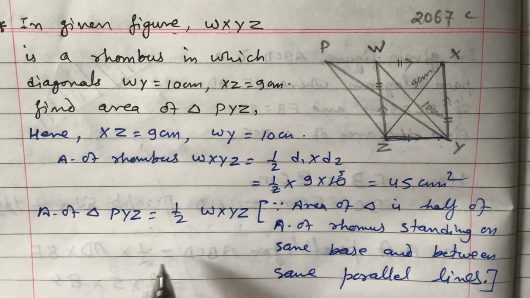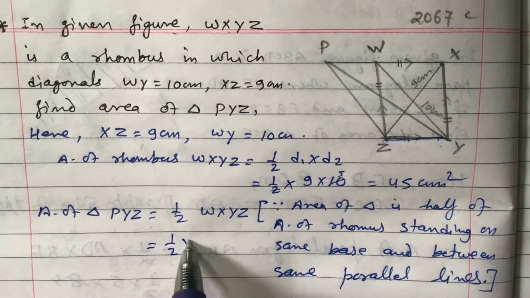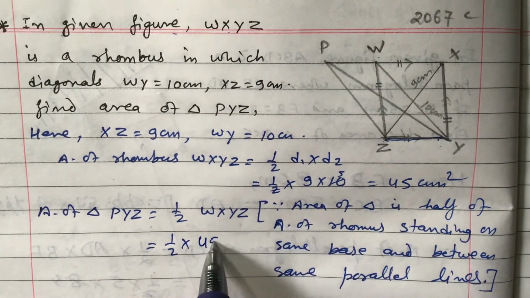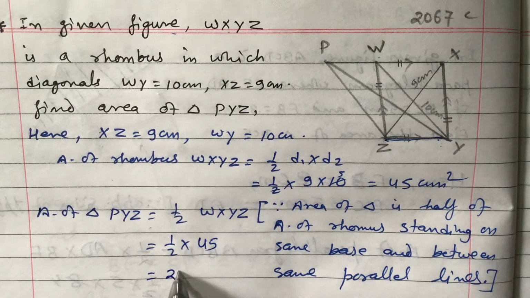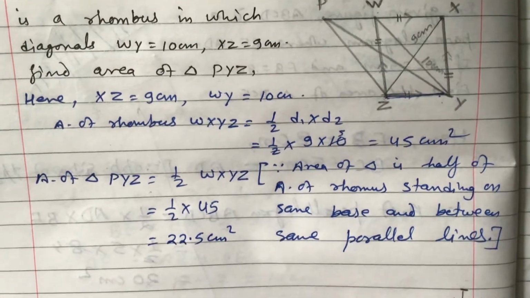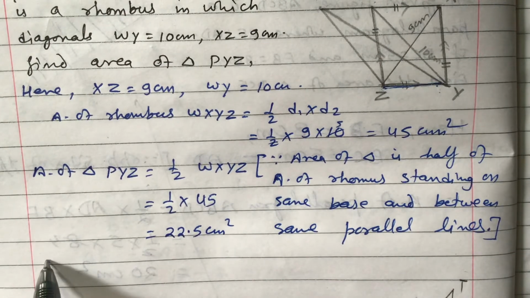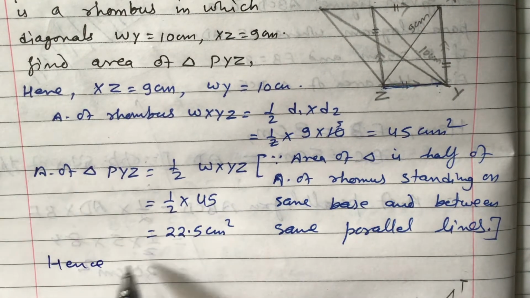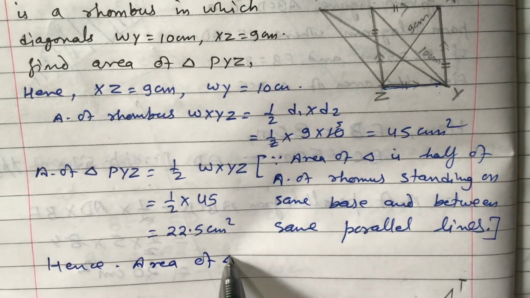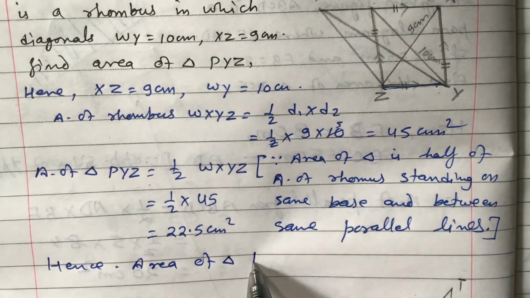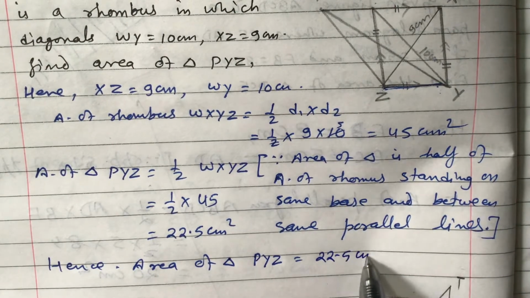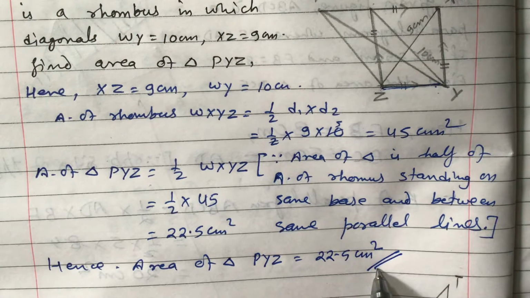So now we can write: 1 by 2 times WXYZ, which we have already found here. This is 45. So 45 divided by 2 will be 22.5 cm square. So hence area of triangle PYZ equals 22.5 cm square. This is our answer.